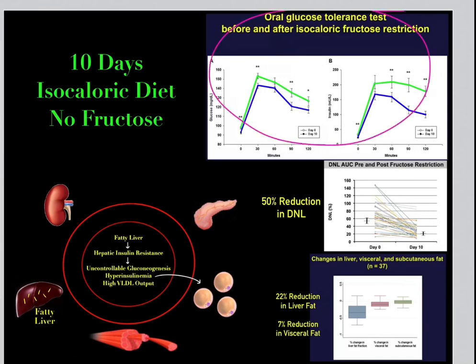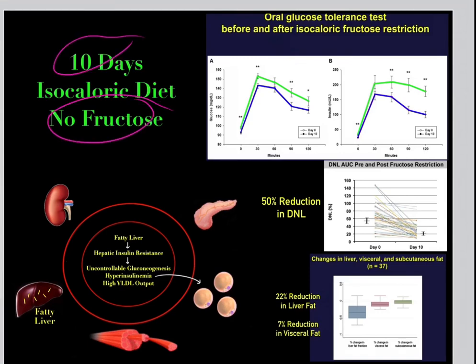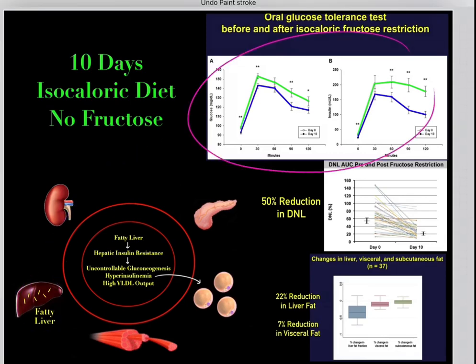For example, we can see this oral glucose tolerance test, which is the gold standard of insulin resistance. So this green represents the oral glucose tolerance test with normal fructose consumption. And this blue represents 10 days with no fructose, the oral glucose tolerance test, which was much better, which shows better insulin sensitivity. And this shows the levels of insulin. So again, the green is normal fructose diet. Then the blue is 10 days with no fructose. So the idea is that 10 days with no fructose reduced the levels of fatty liver, which then strongly improved insulin sensitivity.